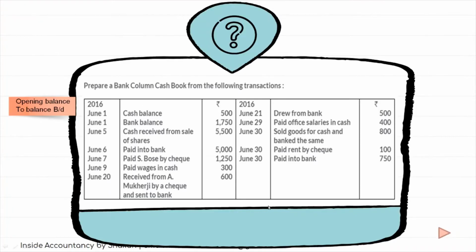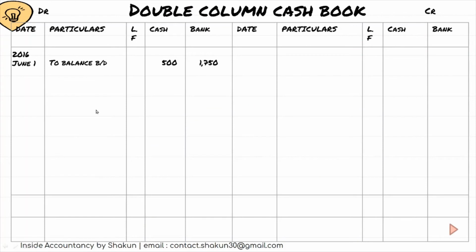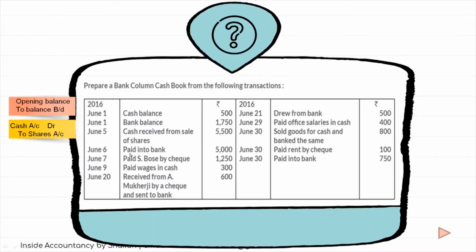Let's look at the second transaction. The next transaction, given on June 5, is cash received from sale of shares. We are receiving cash. So what would be the journal entry? Cash account is debited because cash is coming in, to shares. Now since cash is debited, this entry when shown in the cash book will be mentioned again on the debit side. So to investment or to shares, the amount is mentioned under cash. Since the investments or shares were sold for cash, please notice that the amount has been mentioned under cash and not bank. Moving on to the next transaction, we have paid into bank.